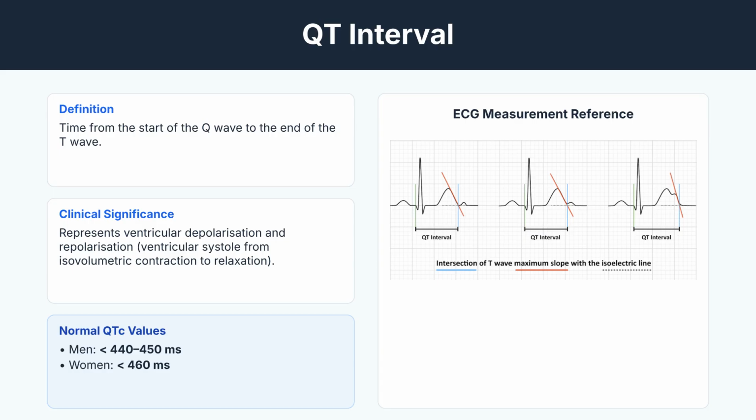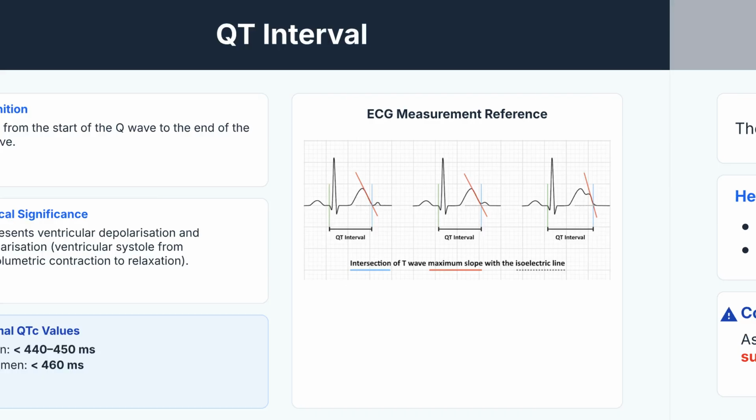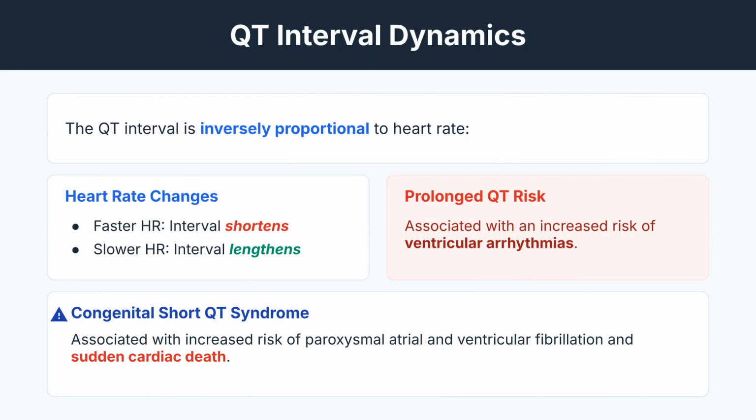The QT interval is the time from the start of the Q-wave to the end of the T-wave. Clinically, it represents ventricular depolarization and repolarization. Normal corrected QT or QTc values are typically less than 450 milliseconds for men and 460 milliseconds for women. The QT interval is inversely proportional to heart rate. A faster heart rate shortens the interval, while a slower rate lengthens it. A prolonged QT carries an increased risk of ventricular arrhythmias, such as torsades de pointes.